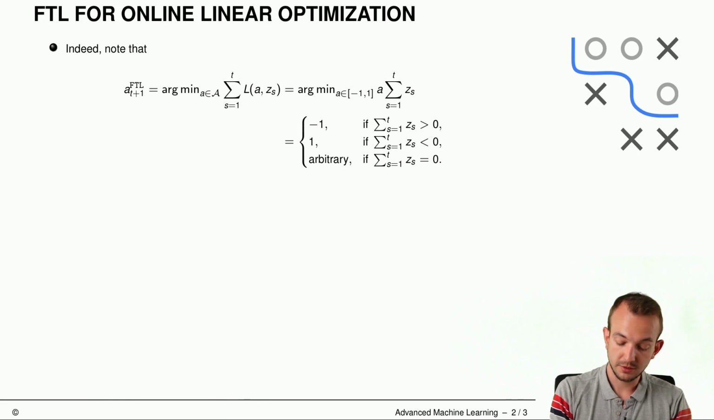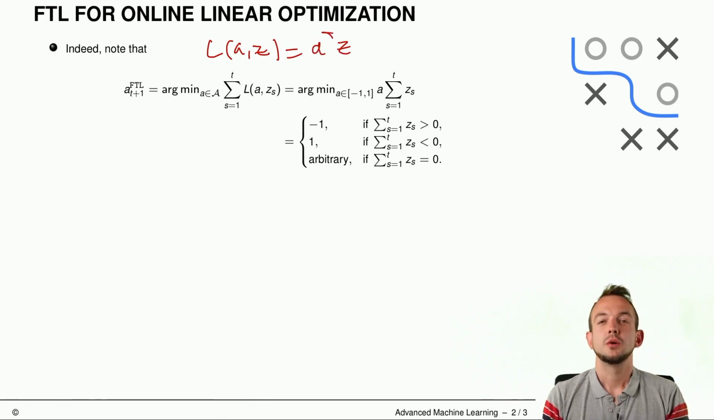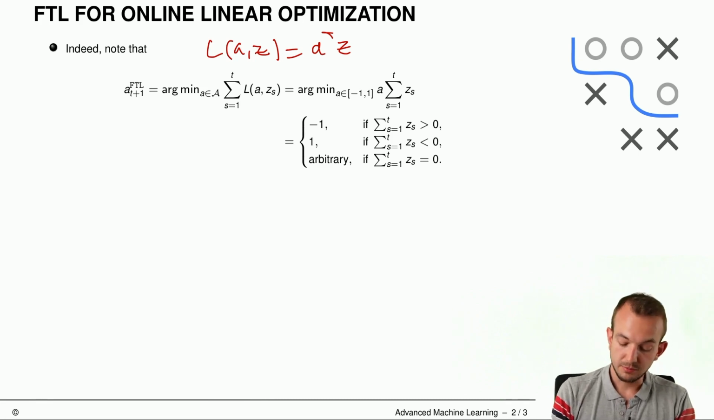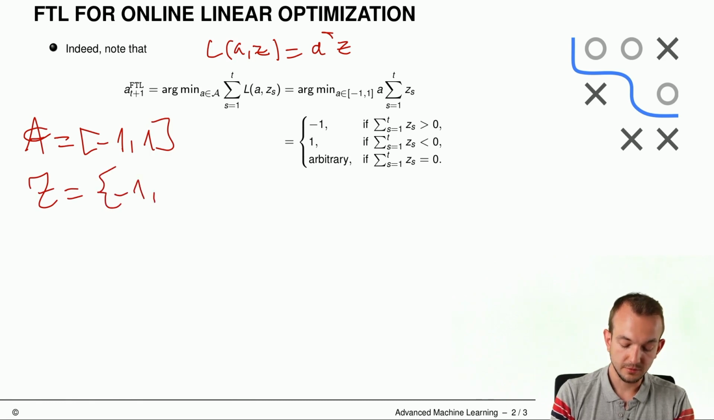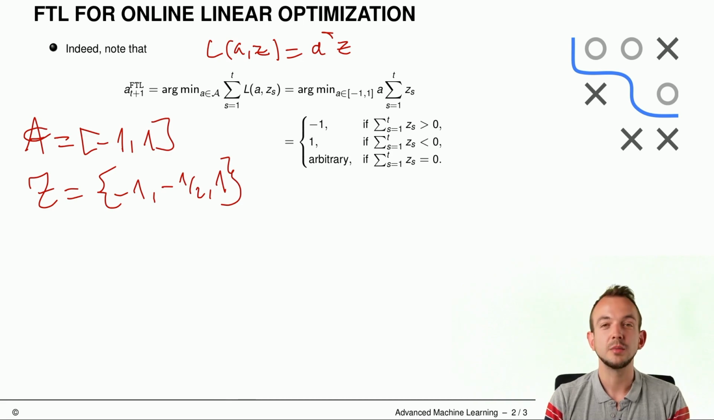So our loss, remember, is the linear loss. So it's A transpose Z. We are in the very simple setting that the action space, calligraphic A, is one-dimensional, and the Z, the environmental data set, in this case is even easier because there are only 3 realizations, namely it can be -1, -1/2, and 1.